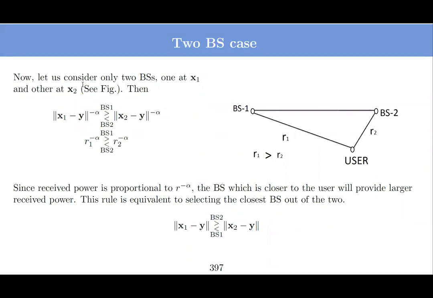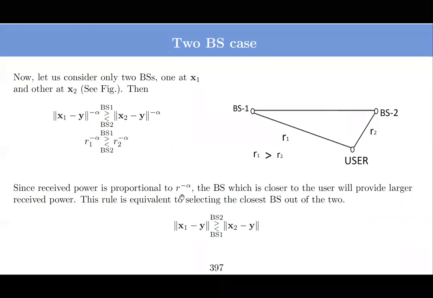So let us first consider two base stations, one at x1 and one at x2. If this is a user, the received power, if the distances are R1 and R2, from the first is R1 to the power minus alpha, and from the second is R2 to the power minus alpha. If R1 to the power minus alpha is more than R2 to the power minus alpha, then I'll connect to base station 1. And if R2 to the power minus alpha is more than R1 to the power minus alpha, then I'll connect to base station 2.